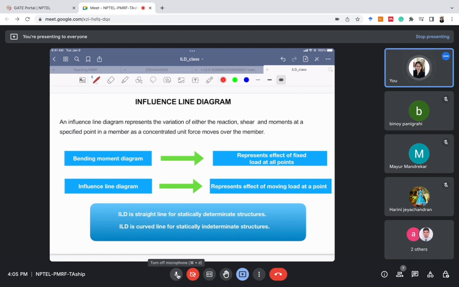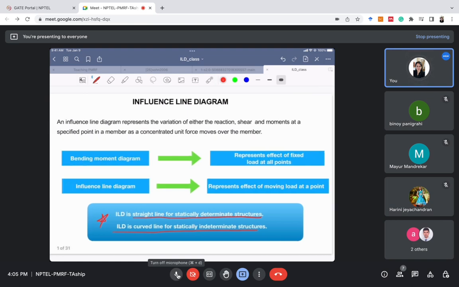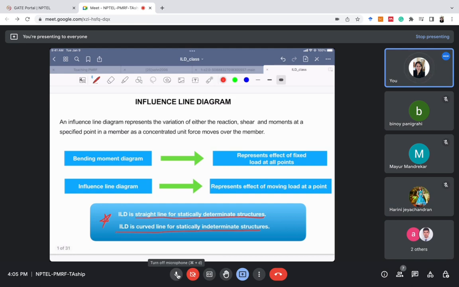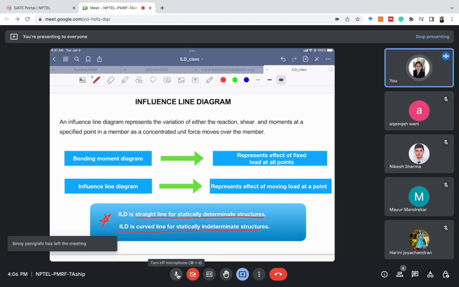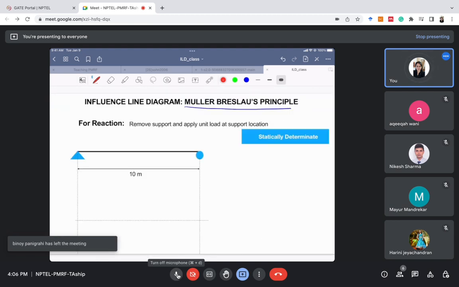The third important thing is the ILD is always a straight line for a statically determinate structure, while the ILD is a curved line for a statically indeterminate structure. These things are also very important. Please note down these points. Next, let us see the process to draw the ILD for shear force, reaction, and bending moment using the Muller-Breslau principle. So we'll see the steps now.